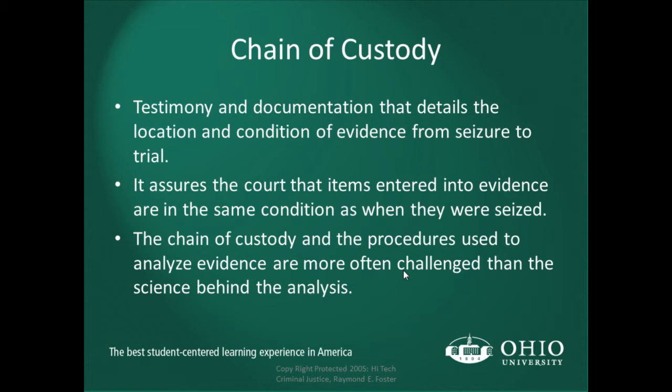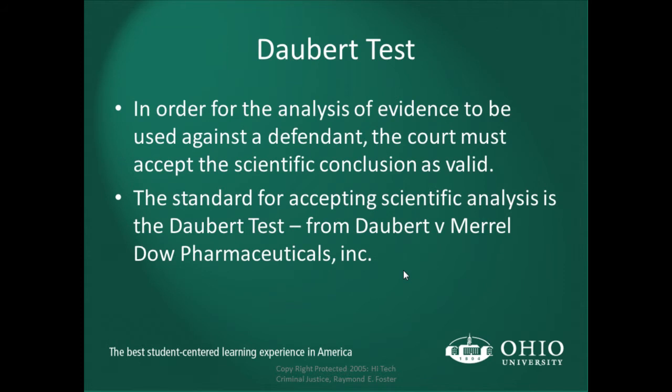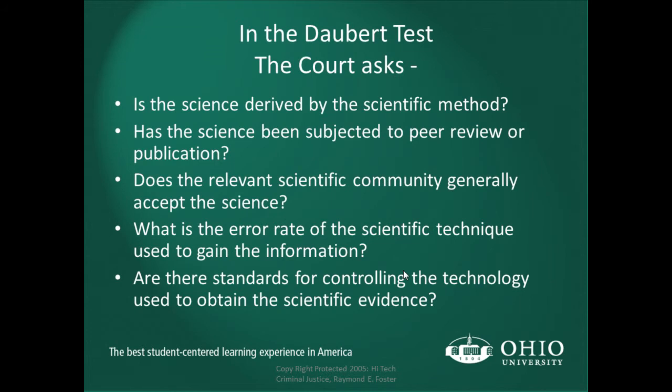The Daubert Test. In order for the analysis of evidence to be used against a defendant, the court must accept the scientific conclusion as valid. So the standard for that conclusion is a Daubert test, and it came from a lawsuit, Daubert versus Merrell Dow Pharmaceuticals. What that test concluded is, one, is the science derived by the scientific method? It can't be something that's not performed in that fashion and just disguised or covered up by that.